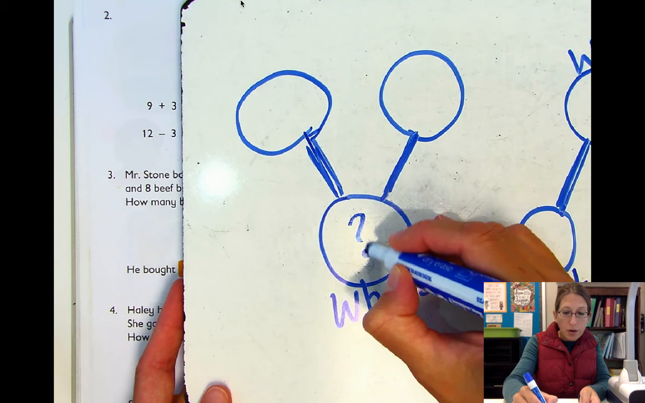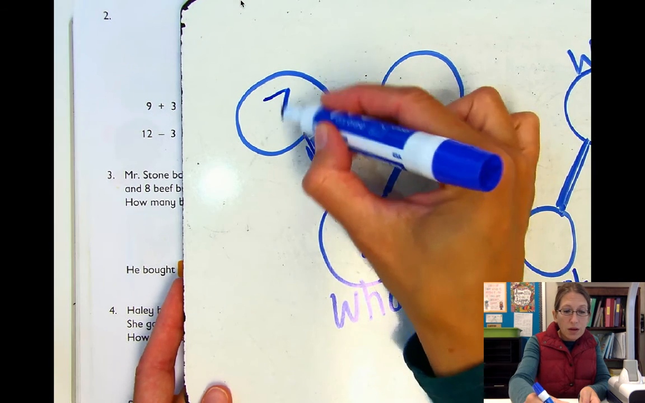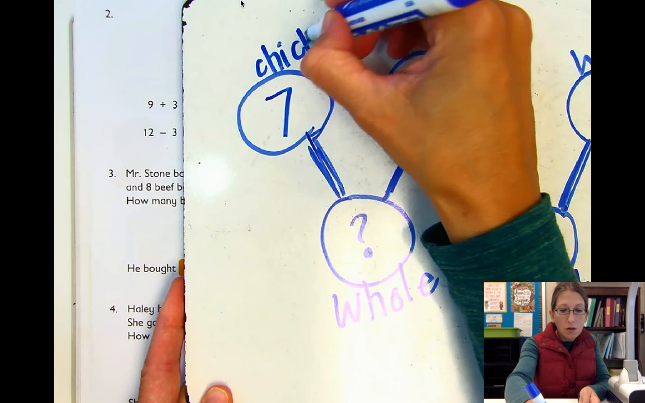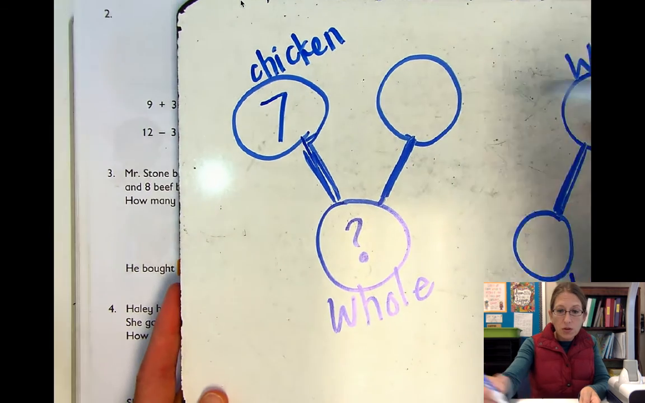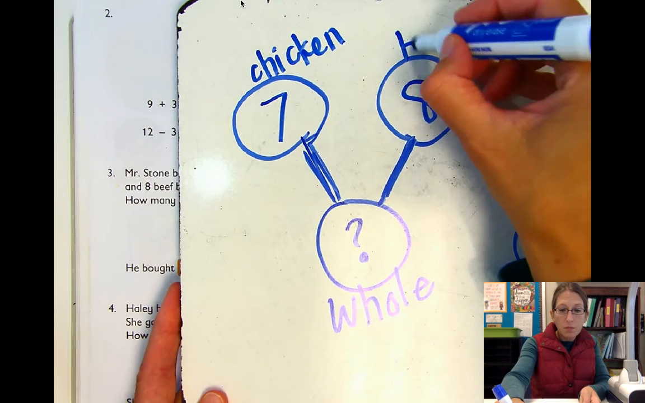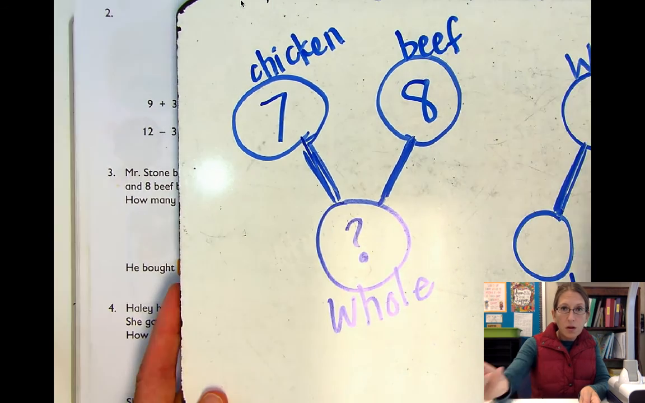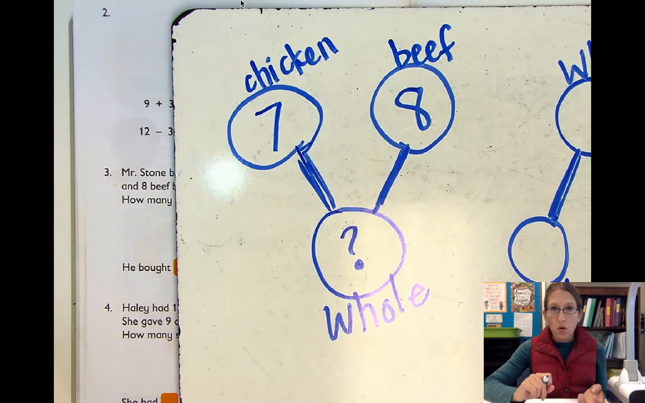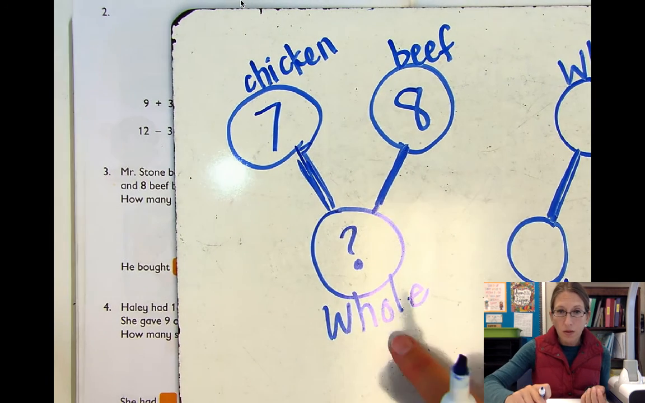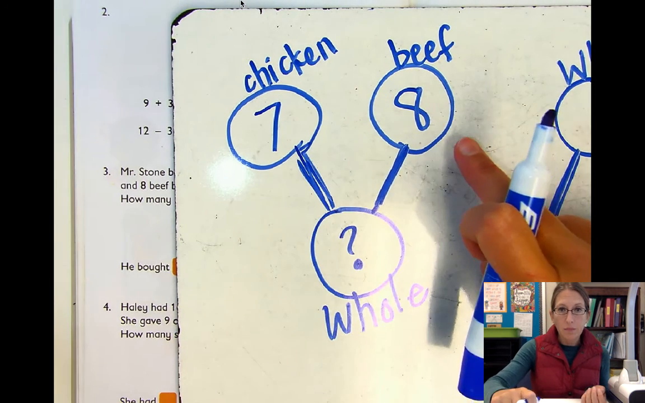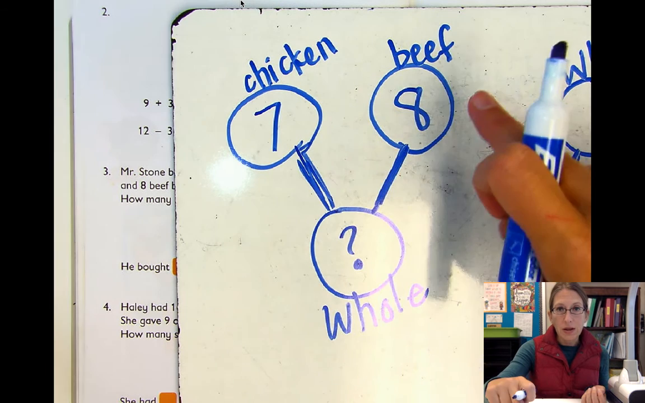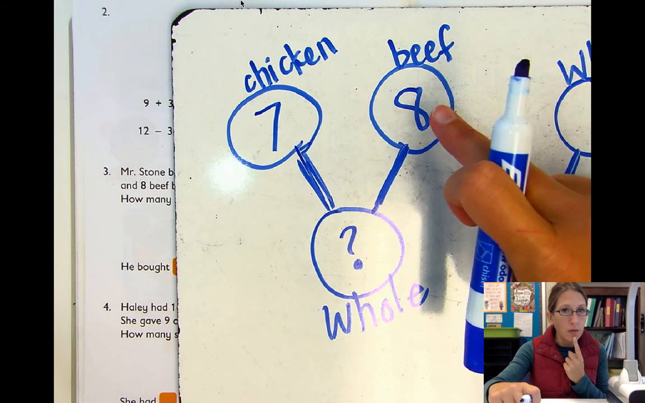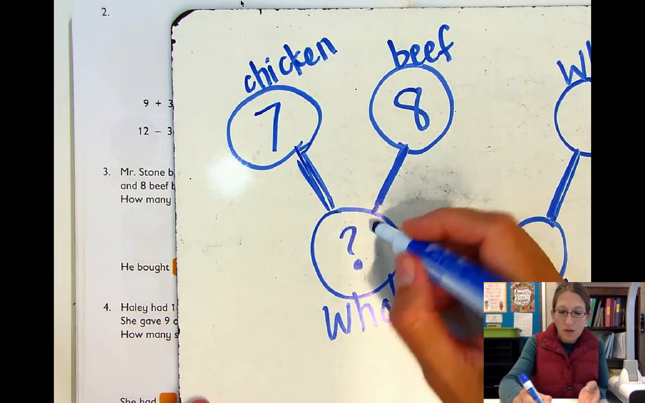I'm going to put a question mark here because we know he bought 7 chicken burritos, and I could even label my parts. He bought 7 chicken burritos. He bought 8 beef burritos. And we want to find out how many burritos did he buy in all. So in order to find the whole number, we're going to add. And so we know that 7 plus 8, well, let's see. I know 7 plus 7 is 14. It's one of my doubles facts. So 7 plus 8 is 15.